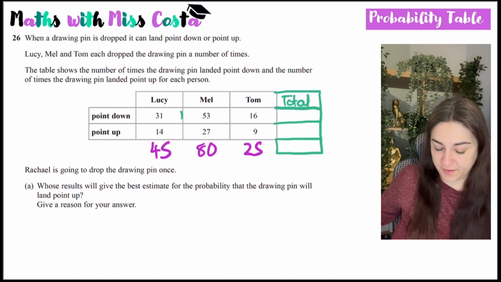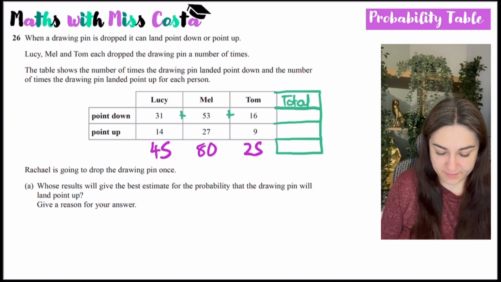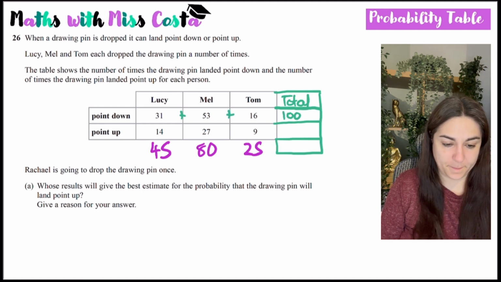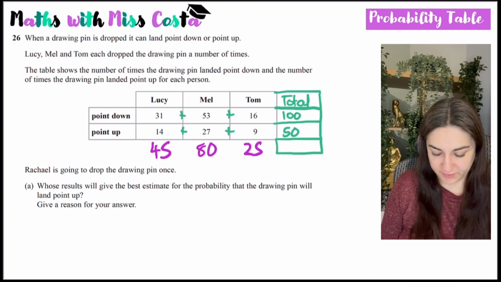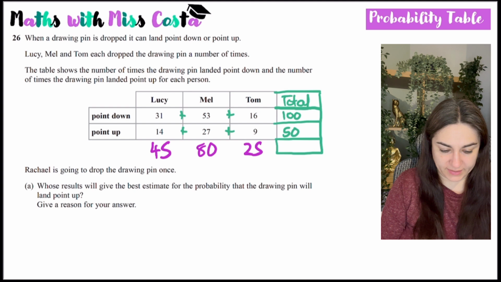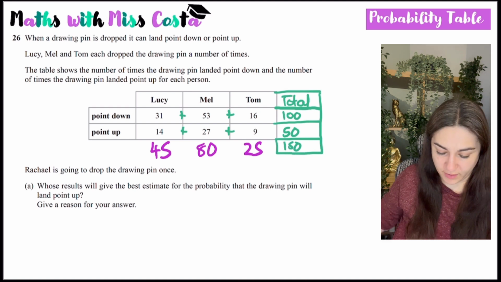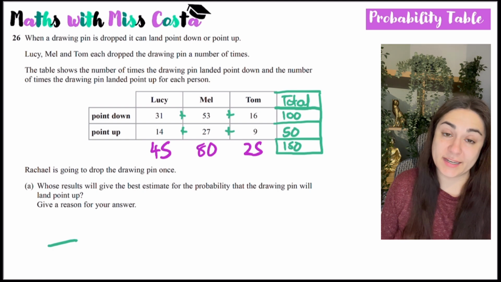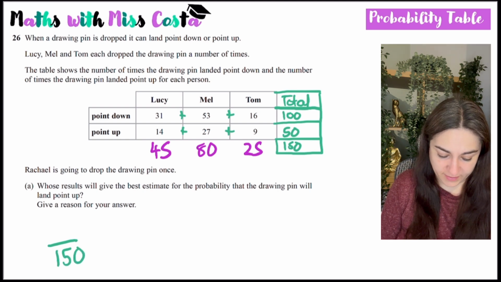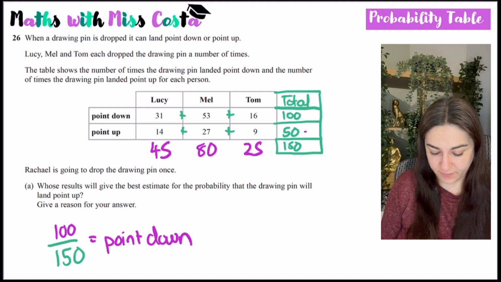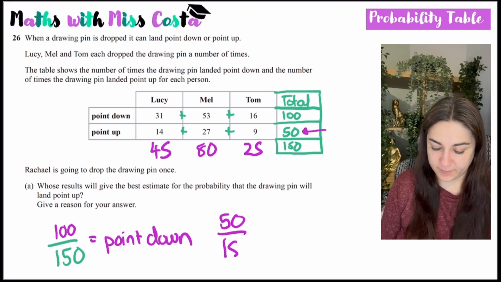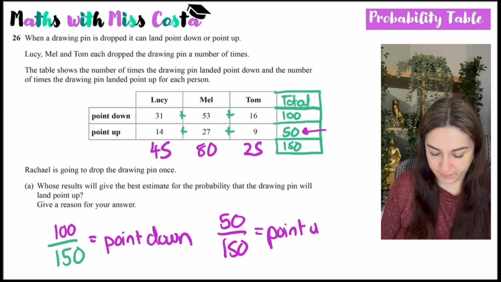So if I do 31 plus 53 plus 16, that gives me a total of 100. Then 14 plus 27 plus 9 gives me a total of 50. And 45 plus 80 plus 25 gives me a total of 150. So in total, it's been thrown 150 times, and the probability that it would land point down is 100 out of 150, and the probability that it would land point up would be 50 over 150.